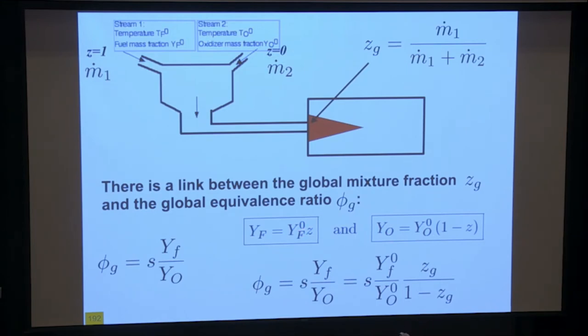If I plug both of them in, I obtain phi at the outlet of this mixer equal to S YF0 divided by YO0, which are the reference fuel mass fraction and oxidizer mass fraction in the two streams, multiplied by ZG over 1 minus ZG. So you see there is a link between the global mixture fraction of the mixer and the global equivalence ratio. But it's not linear. There's a 1 minus ZG here.